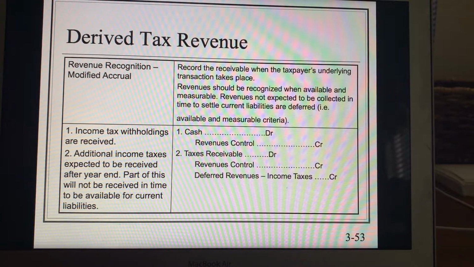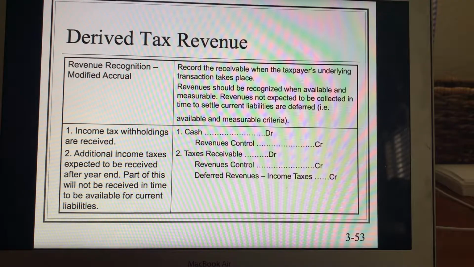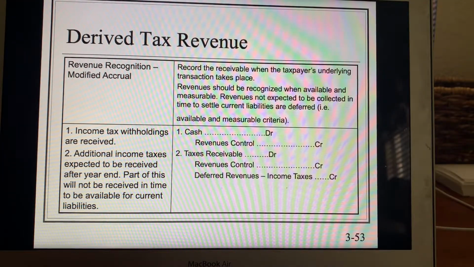And again, record the receivable when the taxpayer's underlying transactions take place. Revenue should be recognized when available and measurable. Revenues not expected to be collected in time to settle current liabilities are deferred. Example, available and measurable criteria. Income tax withholdings are received, so we actually got the cash, and this goes to revenues control. That's going to be credited.